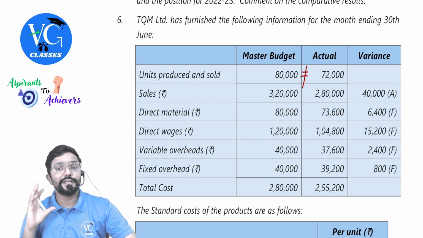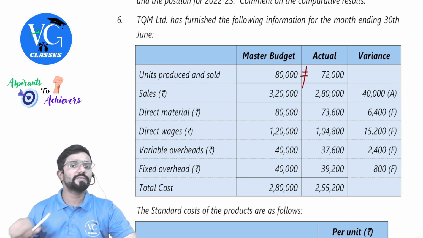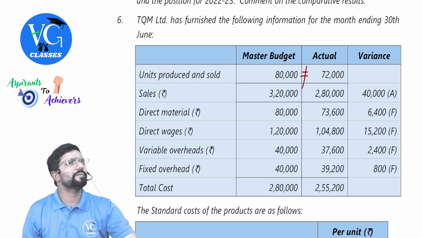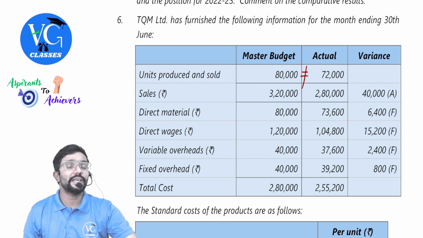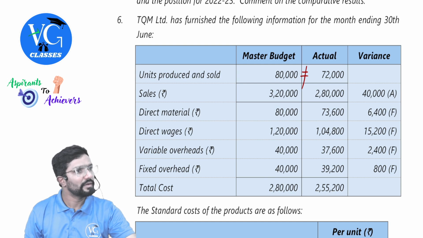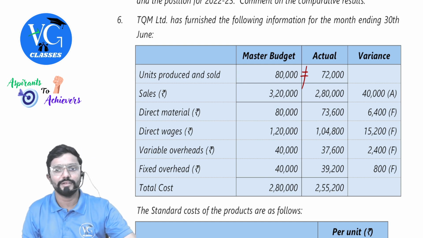Sales, guys, 40,000 adverse. Sir, how come, sir? It is favorable, sir. Actually, it's less than budgeted. No, favorable, right? Sales is reverse. You have made less sales than anticipated. Good or bad? Bad. Unfavorable.